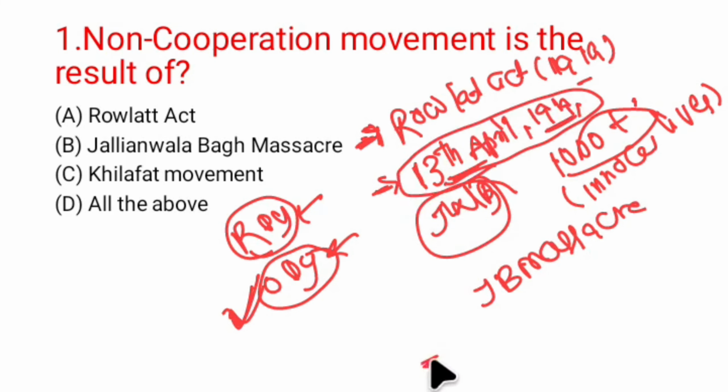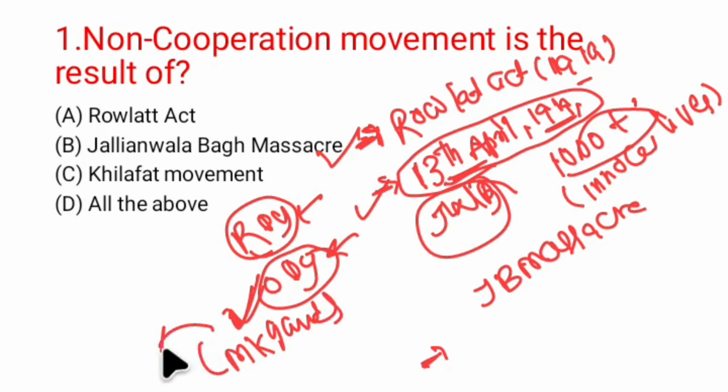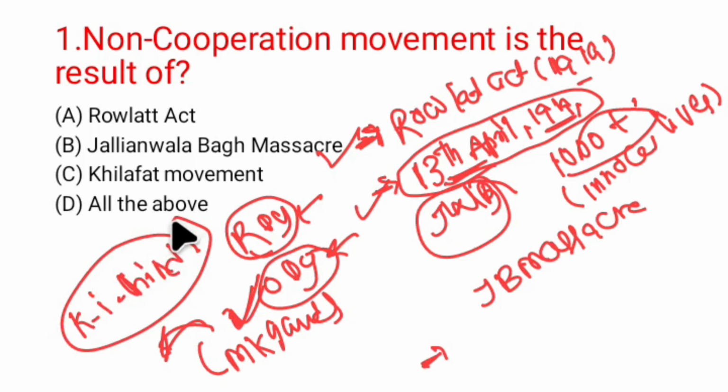After this massacre, Mahatma Gandhiji renounced his Kaiser-i-Hind title that was provided by the British to Mahatma Gandhi for his work in South Africa, and Rabindranath Tagore also renounced his knighthood title.